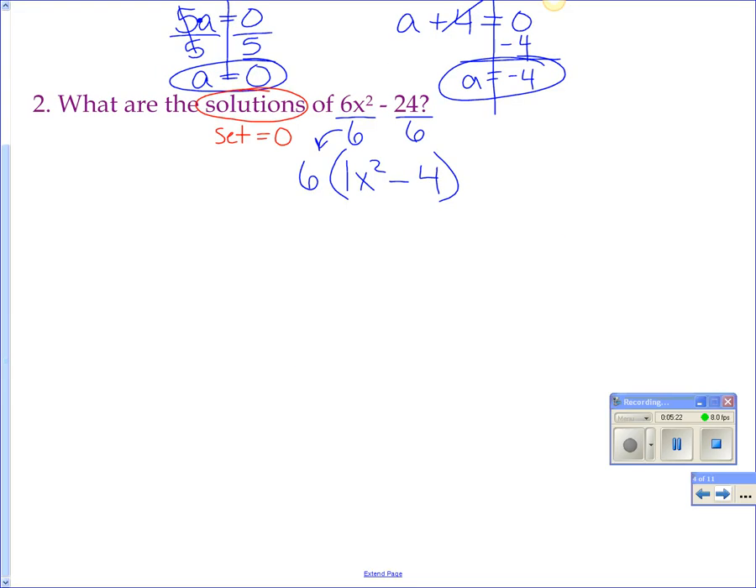Okay. All right, how many parts are in parentheses? 2. Can this one split? Yep, because it has a minus. So it splits. And x squared splits into x and x. And 4 splits into 2 and 2. What are my signs going to be?